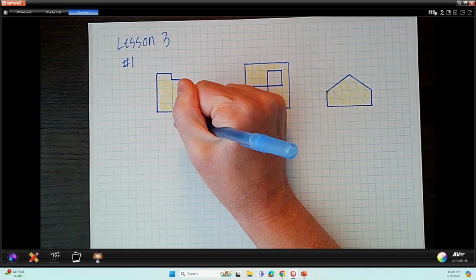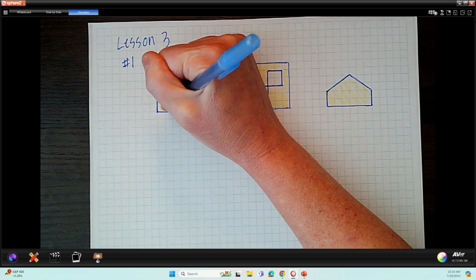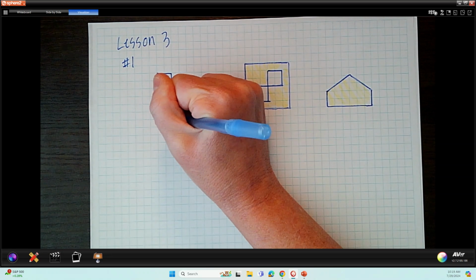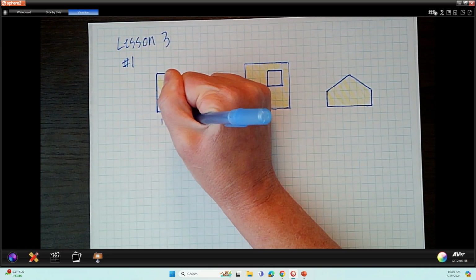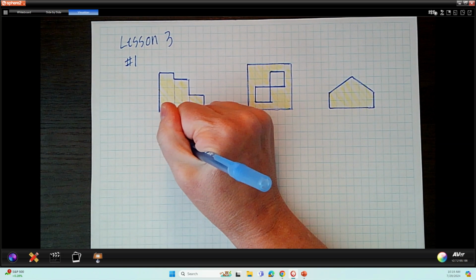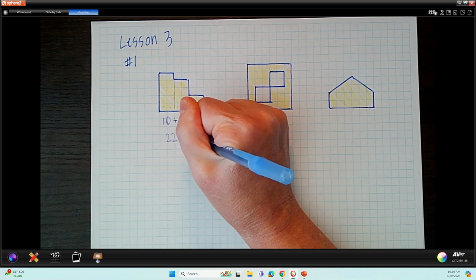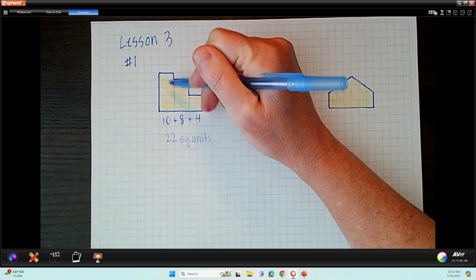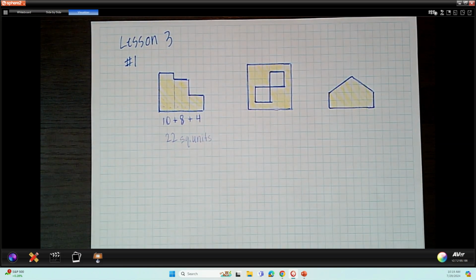And then the last box has a base of 2 and a height of 1, 2, 3, 4, 5, which would be 10. And then we can just add them together. 10 plus 8 plus 4 gives us a total of 22 square units. Now, we could have just counted all the boxes, but sometimes it's easier to partition the shapes into smaller sections so we don't mess up when we're counting.